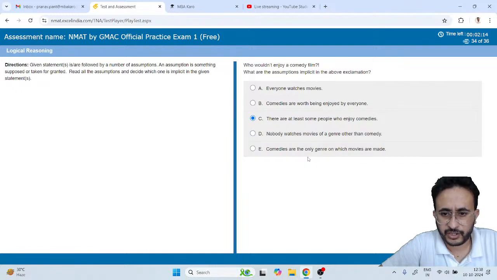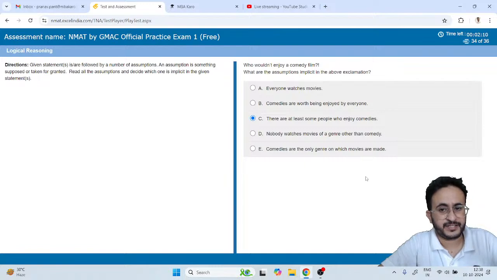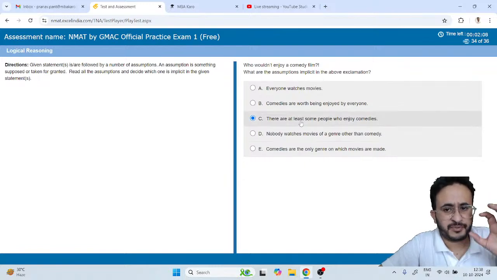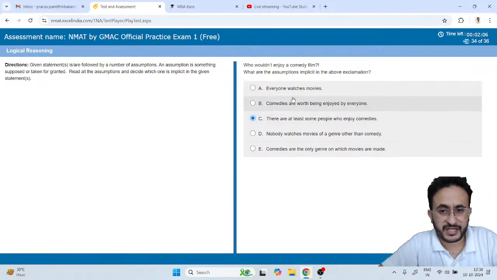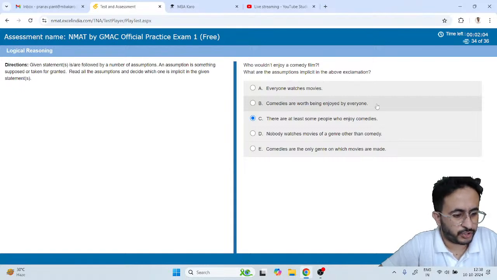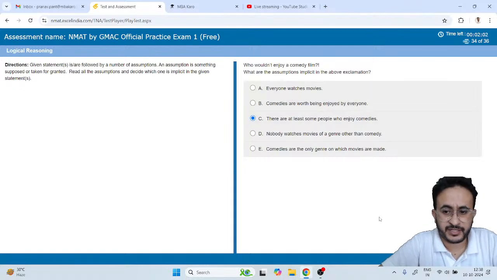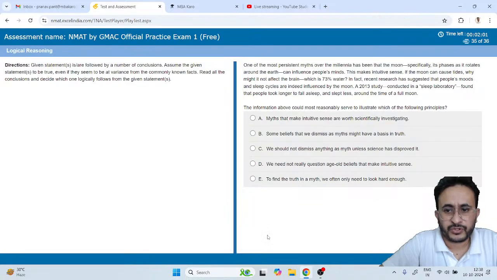This cannot be said. Comedies are the only genre in which, so all others are extreme. So this is a fairly simple one. All others are extreme. There will be some people who enjoy comedies. We can't say that all people enjoy comedies. So we avoid the extremes and mark this as the answer. Two more questions to go.